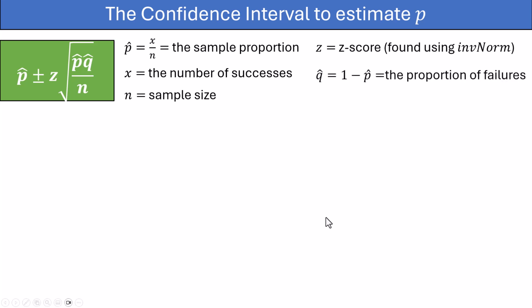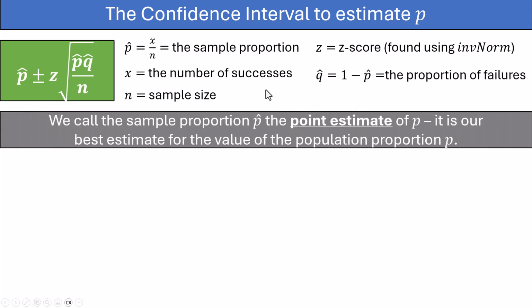Q hat is the proportion of failures, which is the complement of p hat, or 1 minus p hat. If p hat is the proportion of individuals who can locate Ukraine on a map, then q hat would be the proportion who cannot. We call the sample proportion p hat the point estimate of p. It's our best estimate for the value of the population proportion.